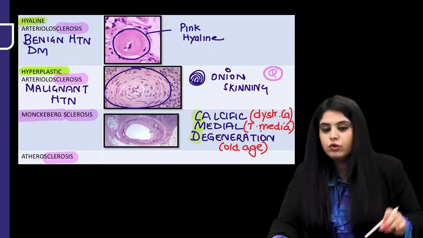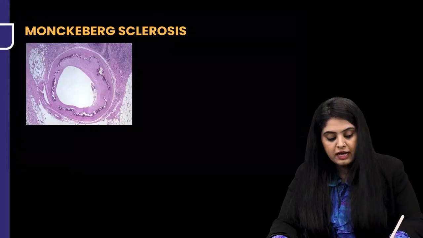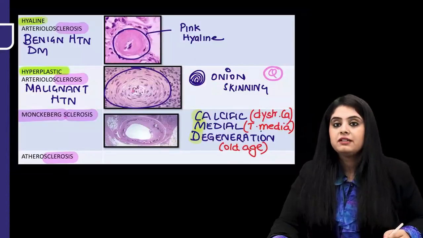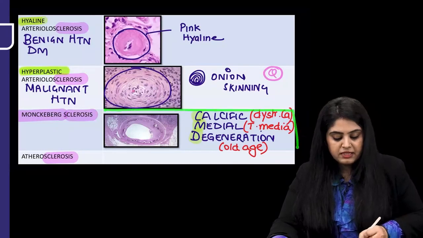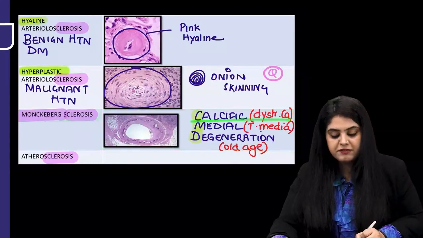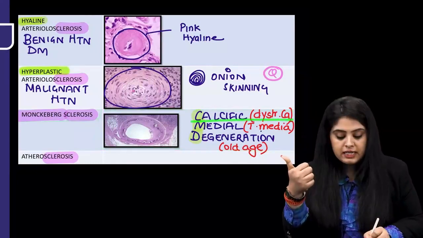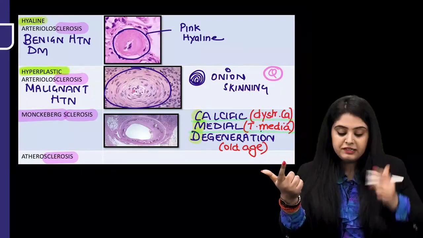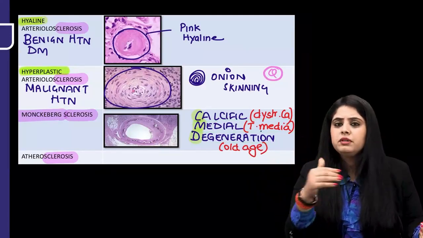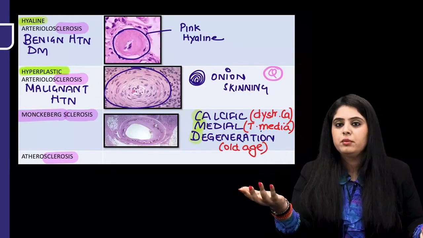I'll show you a zoomed in photo of this. I hope everyone can see in the tunica media we have the blue color calcium. So this is the blue color calcium that you got to know. So repeating once again, we have calcific medial degeneration known as Monckeberg sclerosis. Break the word, calcific, dystrophic calcification. Where? In the tunica media of the blood vessel. And why? It's just an old age thing. It has no clinical significance, no symptoms, nothing to worry. It's just an old age phenomenon.